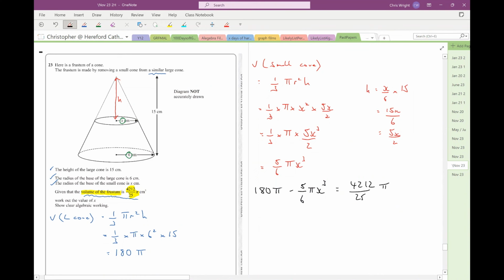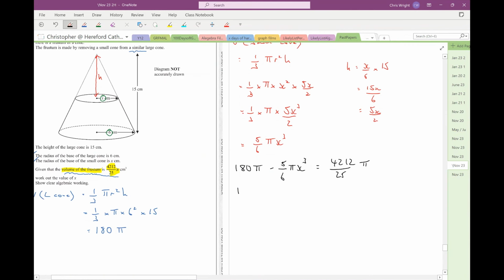Now there's an equation just with x, isn't it? Let's divide everything by pi, to get rid of those pi's. 180 minus 5 over 6 x cubed equals 4212 over 25. Let's get the x cubes on their own, shall we? So I'm going to subtract 4212 over 25 from both sides and add 5/6 x cubed.